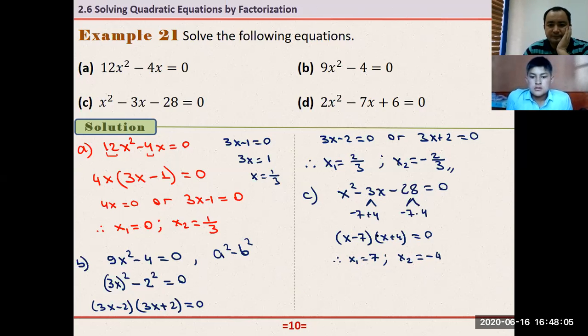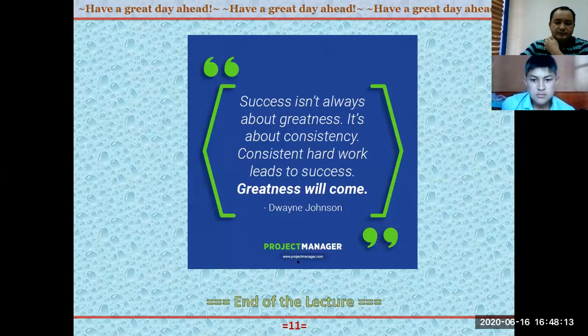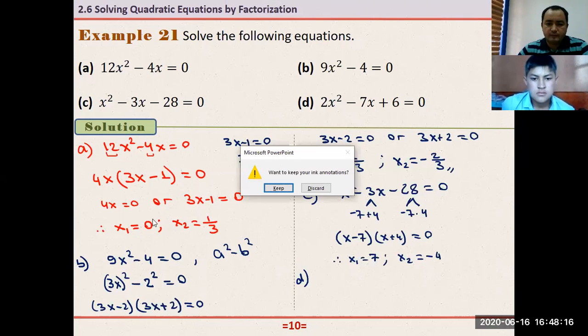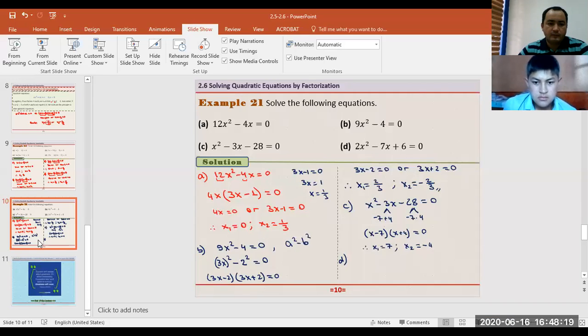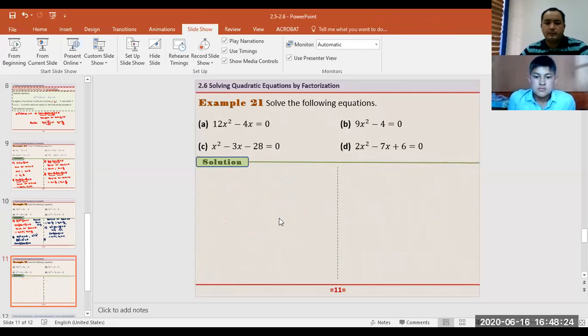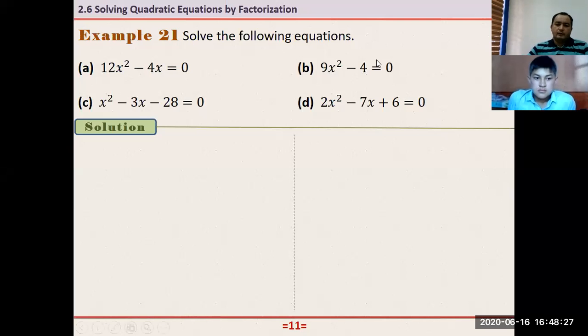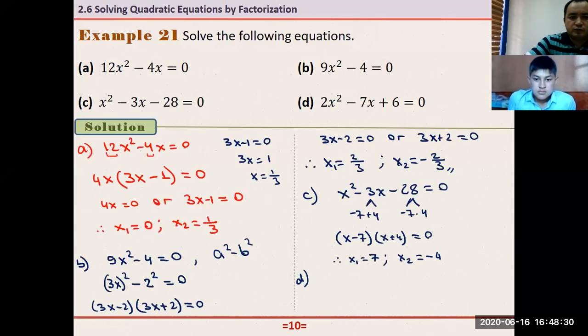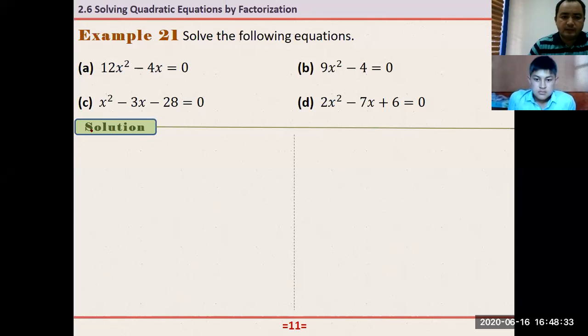Okay? All right, question D. I think I need more space. Maybe you can solve it here. All right, this is question 21, part D. Here we have 2x squared minus 7x plus 6 is equal to 0.